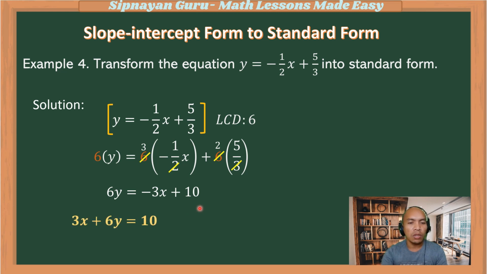So, rearrange the equation into standard form. Transpose negative 3x to the left side. So, positive 3x, copy positive 6y, and that is equal to 10.